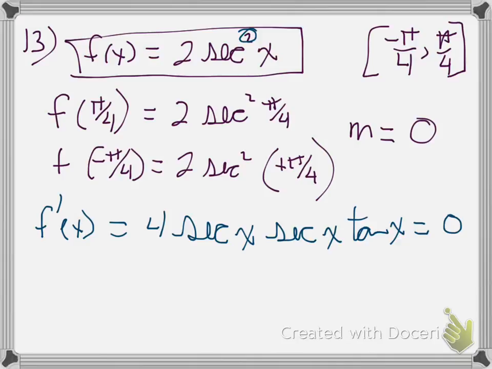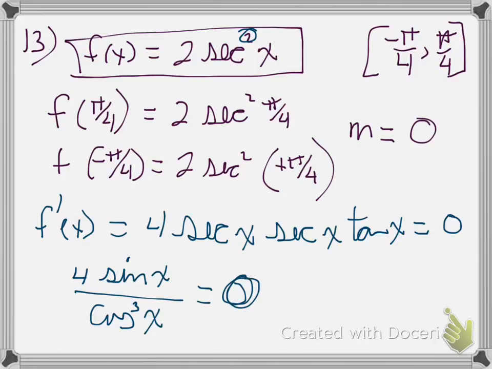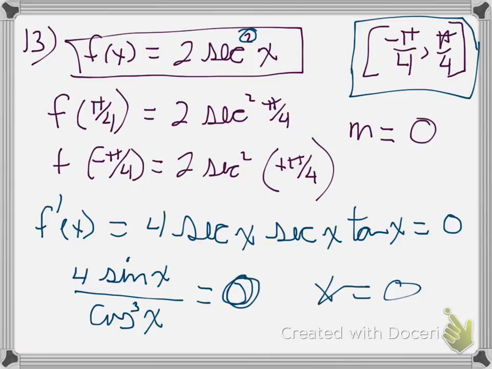Now, you could graph this here, or if you're really good and you remember your trig identities, you realize that this thing is 4 times the sine of x over the cosine cubed of x, and that thing is supposed to equal 0. And the only way that thing is equaling 0 on that interval is if x equals 0, because the sine of 0 is 0. Okay. Otherwise, you could graph it and hopefully you get the same thing.